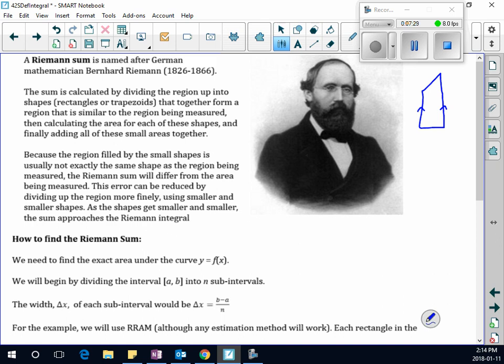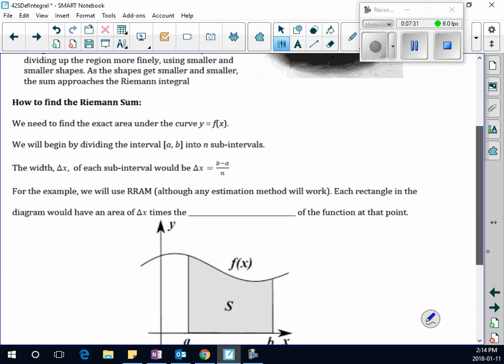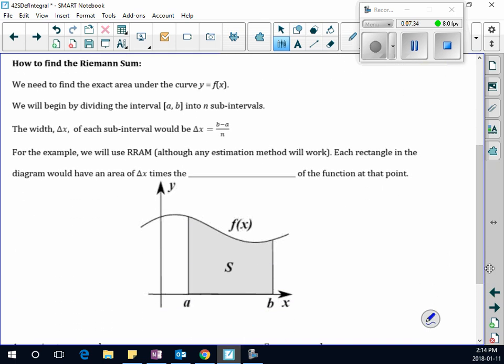So we're going to go over how to actually find the Riemann sum. We need to find the exact area under the curve. Here's some curve. We're going to begin by dividing the interval, a closed interval [a, b], into subsections. We kind of did this in the last unit where we figured out how much the width was, but the change of x depends on how many subintervals I want. b would be the upper number and a would be the lower number. I subtract those two and then divide by how many subintervals I want, okay? And that ends up being the width, or the change of x.